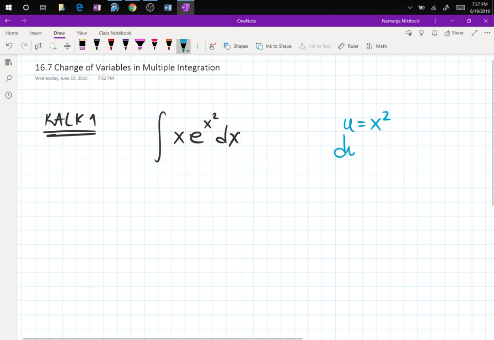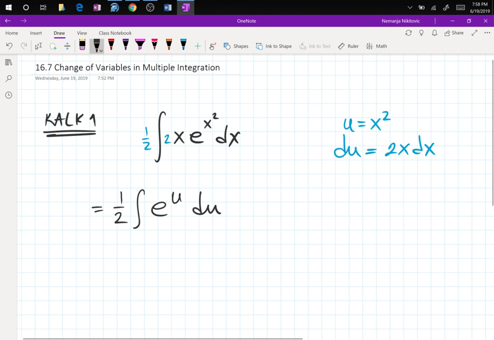Then we take the derivative that gives us this differential du equals 2x dx. And then we plug these values into the integral. Now I don't have this 2, so I'm going to fix that real quick. There we go. And now my integral becomes 1/2 integral of e to the u du.